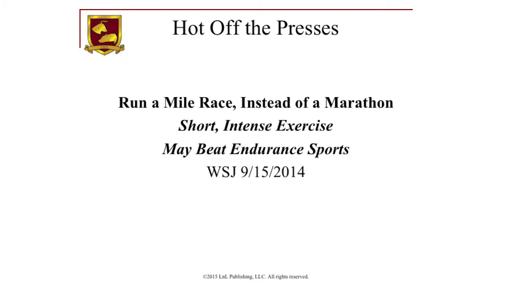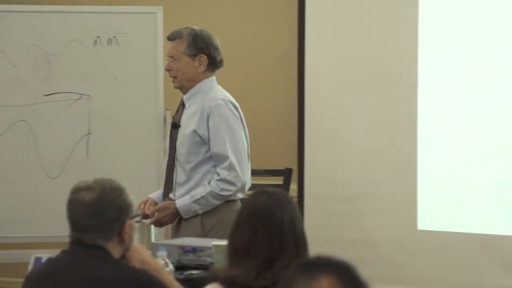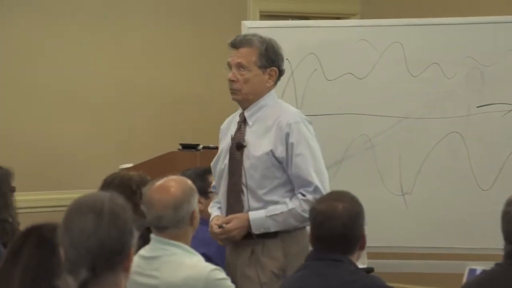Well, there's a couple of interesting articles about this. Run a mile race instead of a marathon. It really gets down to short, intense exercise being probably the best thing for lung function. Not only that, it's short, it's intense, and it's over in a hurry. When I used to run marathons, we'd go out for a training run of 6 hours. That's a long time to run. You have to stop and have lunch someplace along the line, then start running again, right?